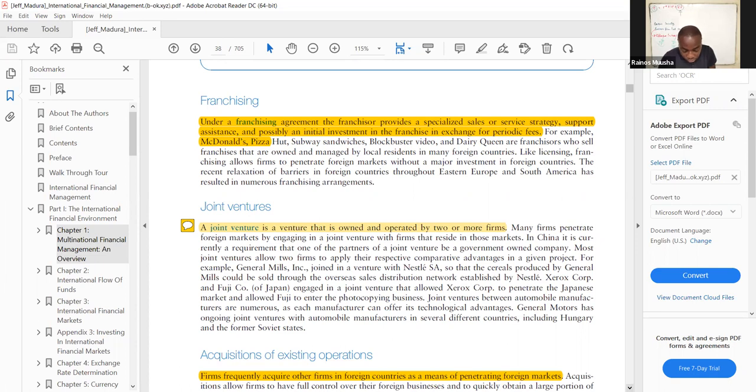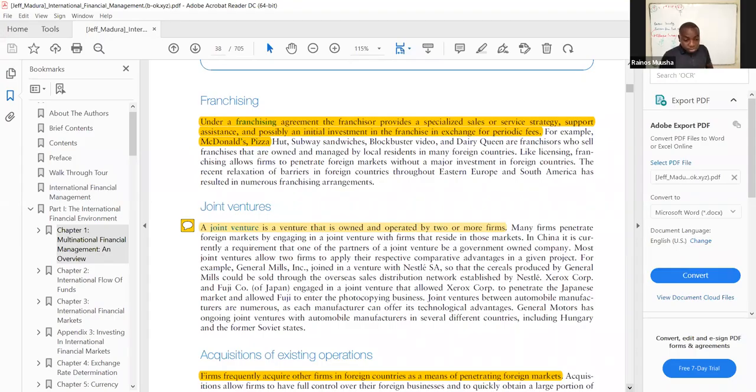Then there are also joint ventures, where they say a joint venture is a venture that is owned and operated by two or more firms. So the firms still maintain their own independence, but they are coming together towards one particular goal as well.